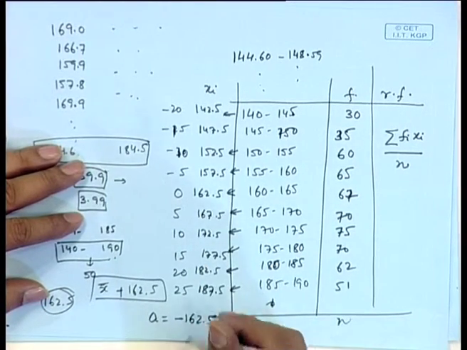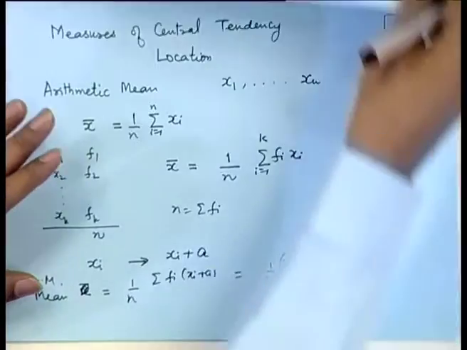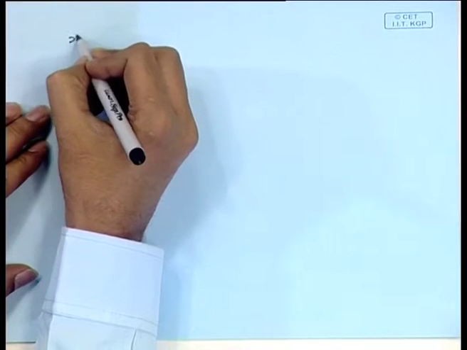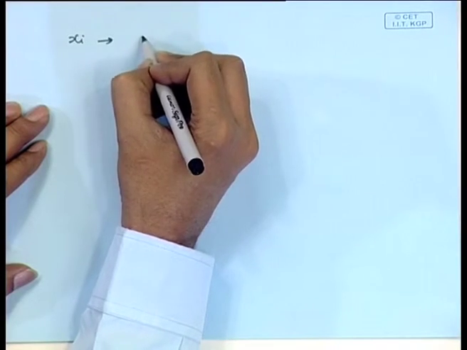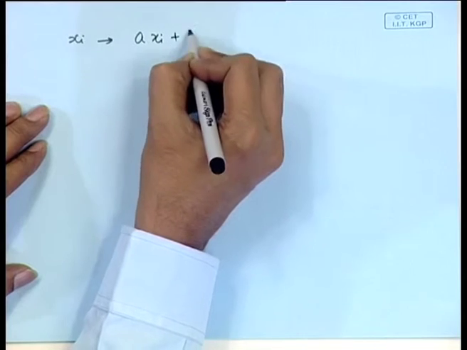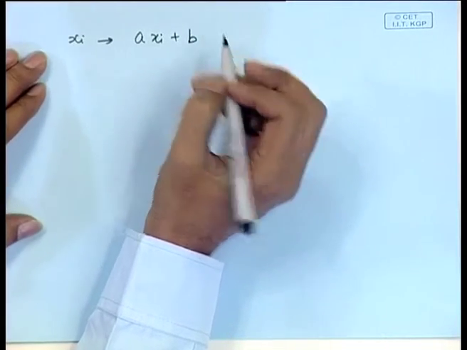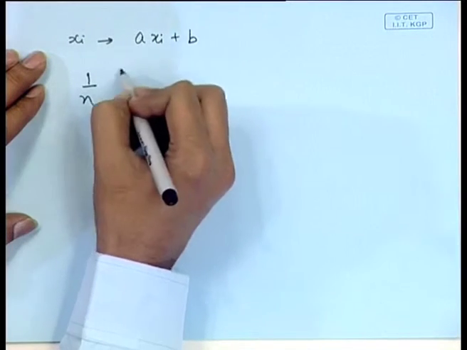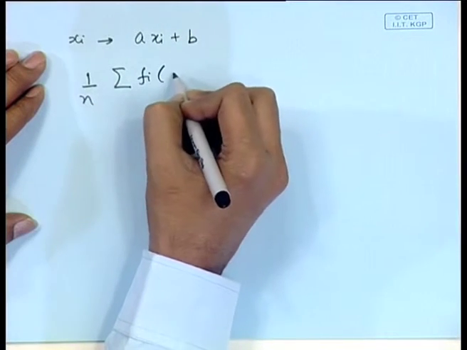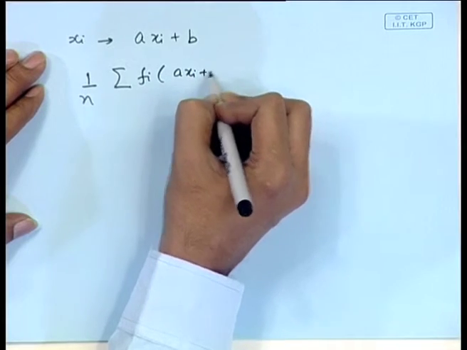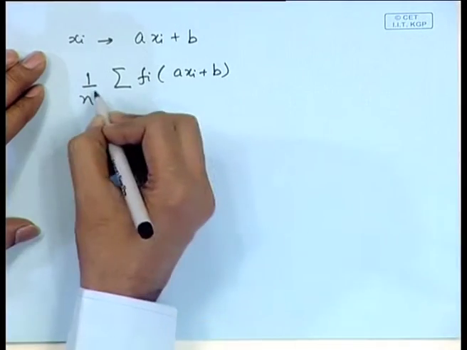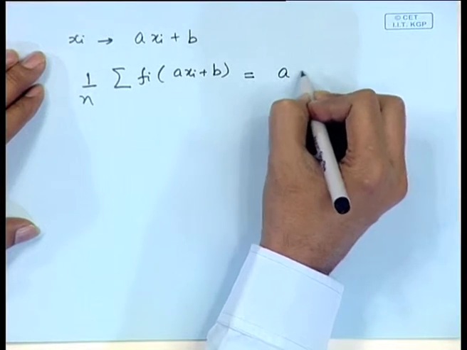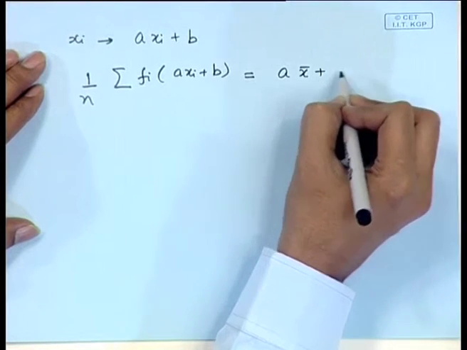Sometimes we may scale also. For example, I may shift x i to a x i plus b. In that case, your arithmetic mean will become 1 by n sigma f i times a x i plus b. Even if we expand this, I get a times x bar plus b.